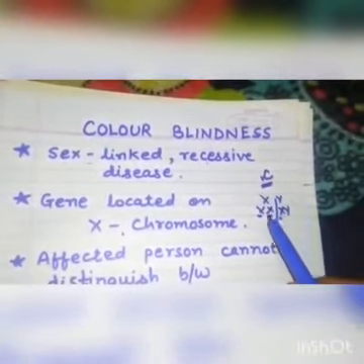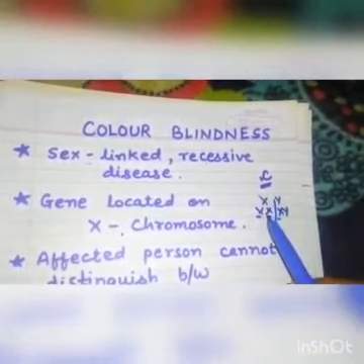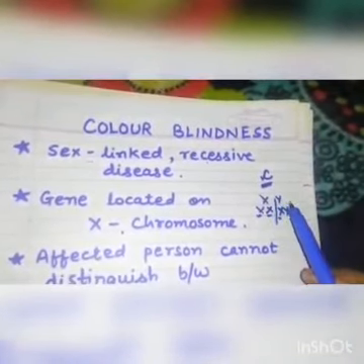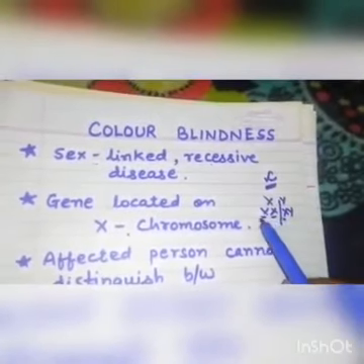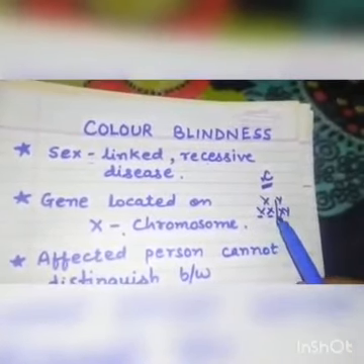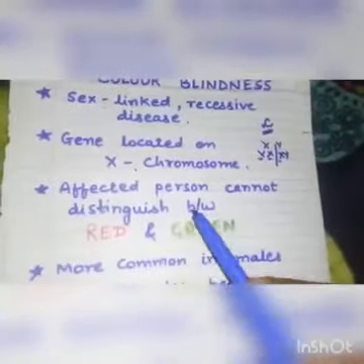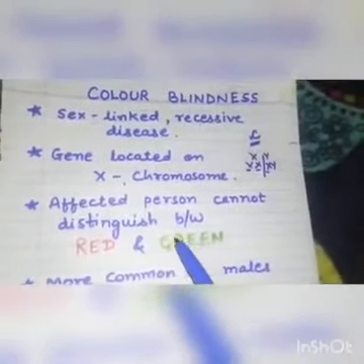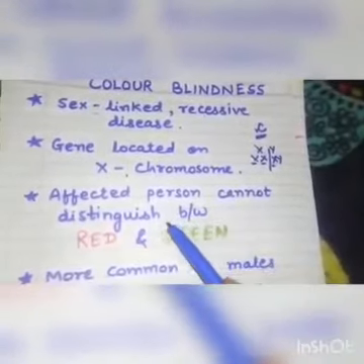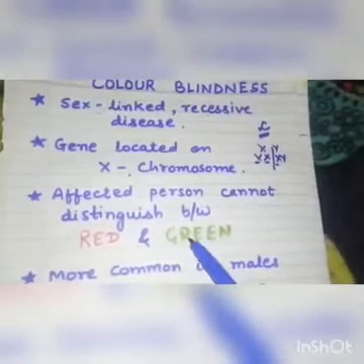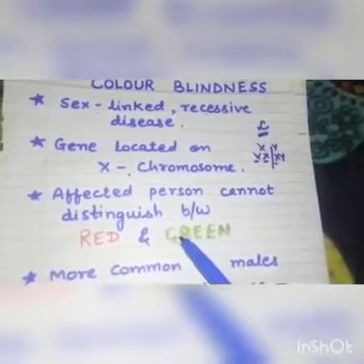So color blindness is located in the X chromosomes. In females, there are two X chromosomes, and in males, there is one X chromosome. So the homozygous recessive females are XcXc, and the hemizygous recessive males are XcY. The affected person cannot distinguish red and green colors.